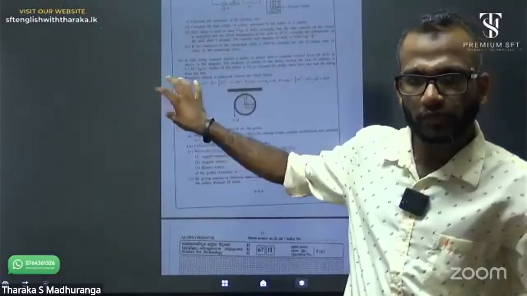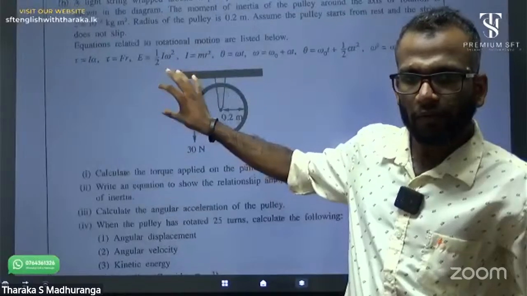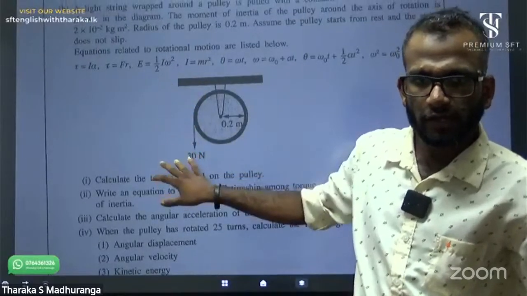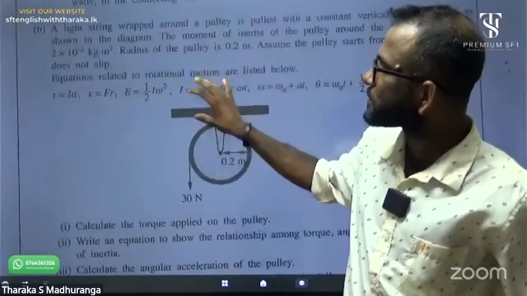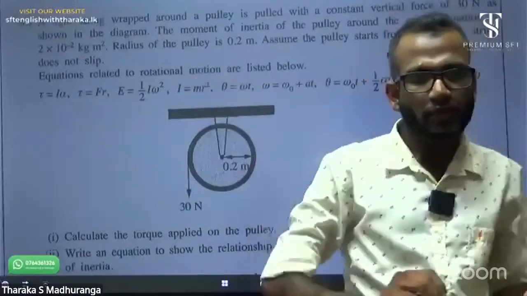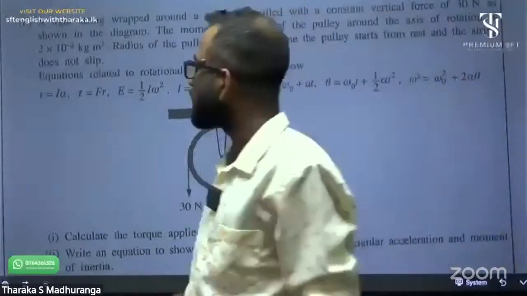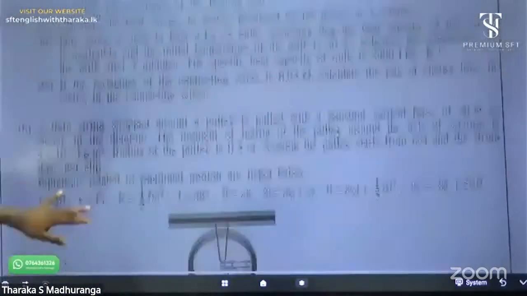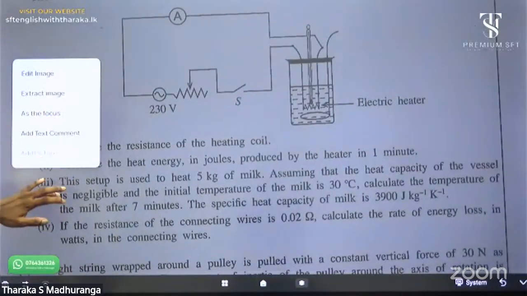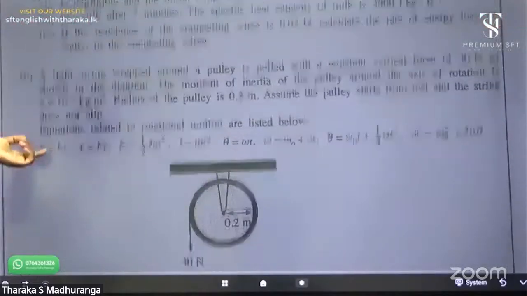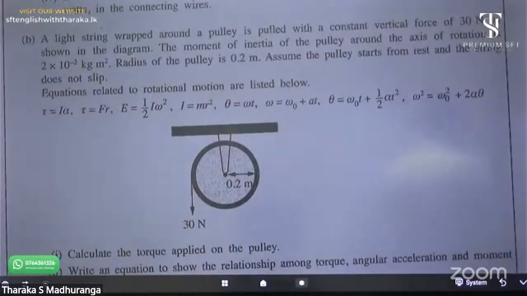This is a rotational motion question now. Okay, let's do this question. It's a very good question. It is the 2021 final question, part B. Part A is from electricity and magnetism only, and part B is from rotational motion. Okay, read the question.